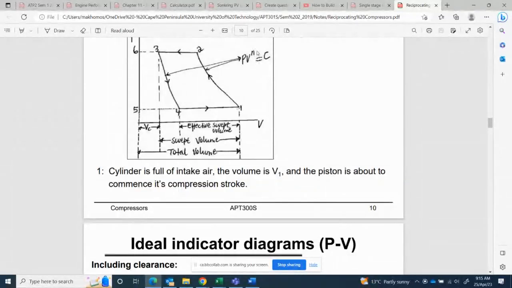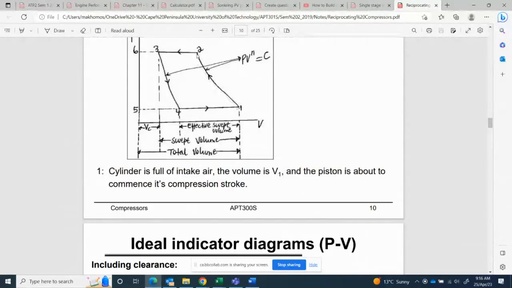It can be 1.2, 1.3 or 1.4, but it's always given. So compression takes place while both valves are closed. Remember, they must close. Otherwise, if you compress with one of the valves open, the air will leave. You won't create any pressure in the cylinder. So compression takes place from 1 to 2.